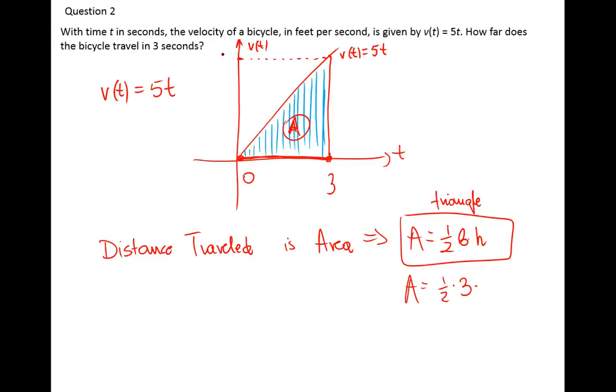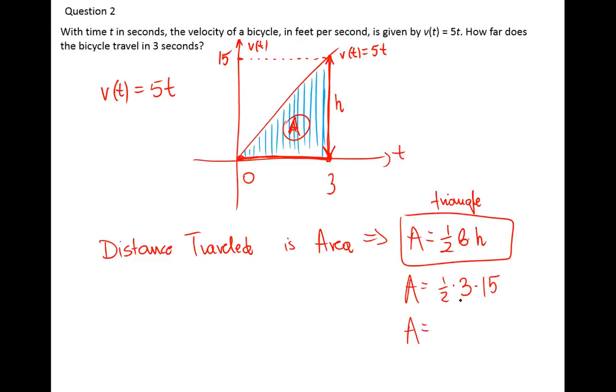Who can tell me that value? This will be height. Do you think you can give me the height of the triangle? What's the corresponding value of the function for 3? Of course, 15. It's 15 because it's 5 times 3. That means the height is 15.